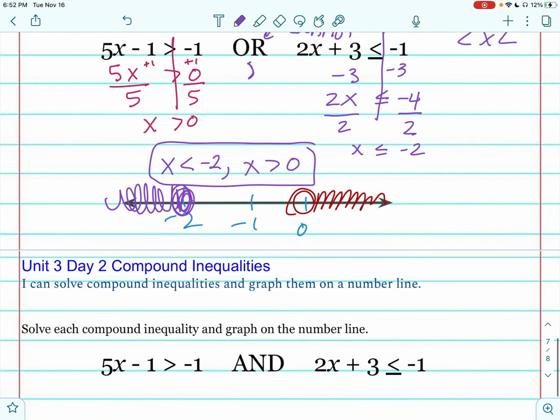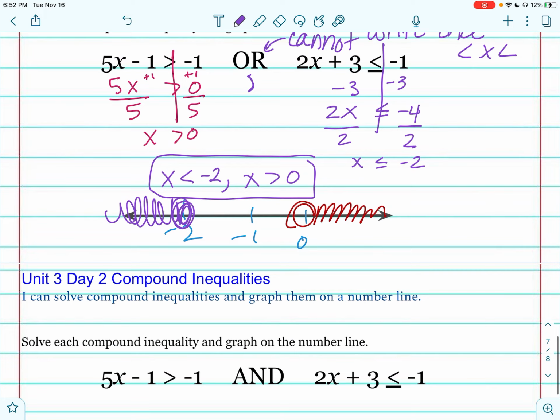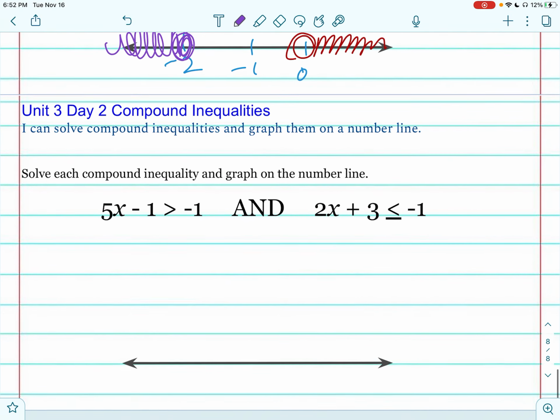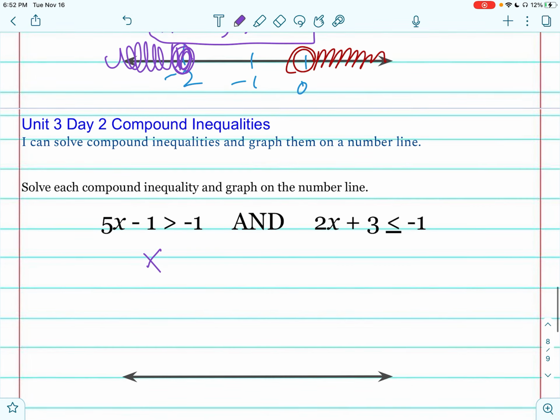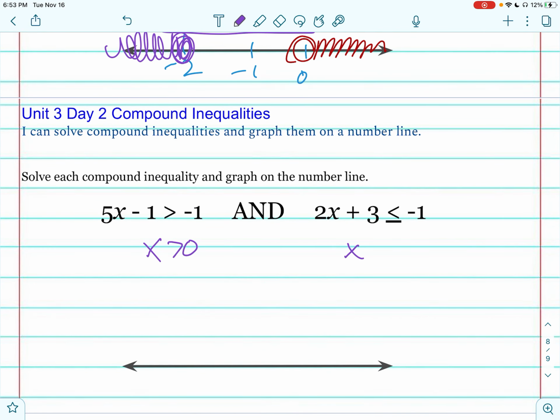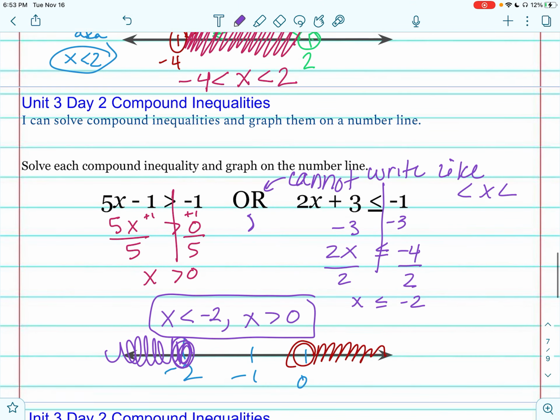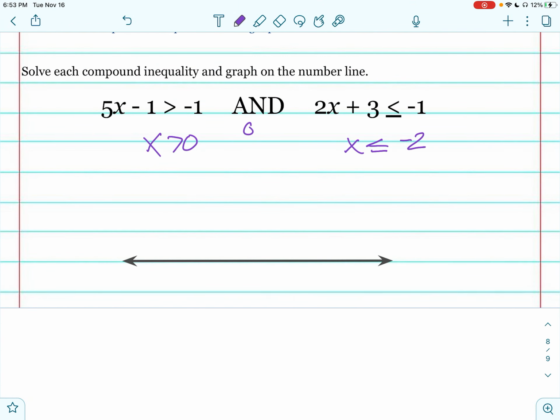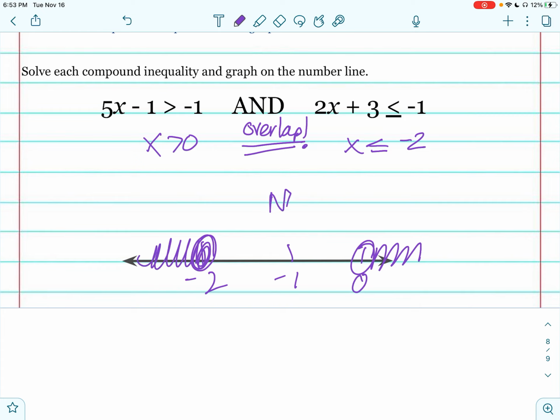Okay, I have one more example for you. Oh, and it's the exact same problem. So I know what this is, but now it's an and. So what did I have on this one? x greater than 0 and x less than or equal to -2. And because it's an and, I want the overlap. And we can see from our last one, -2, -1, 0, that because I colored this way and because I colored this way, there is no overlap. And if you get no overlap, there is no solution.